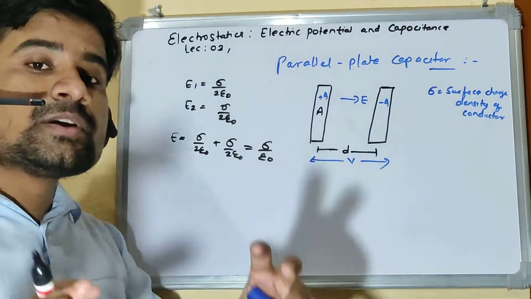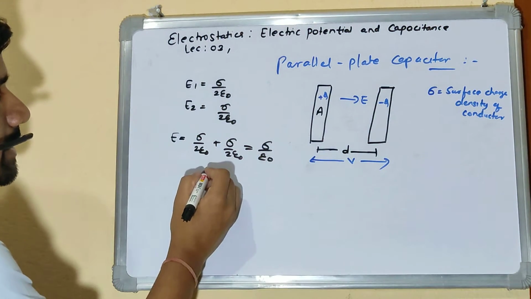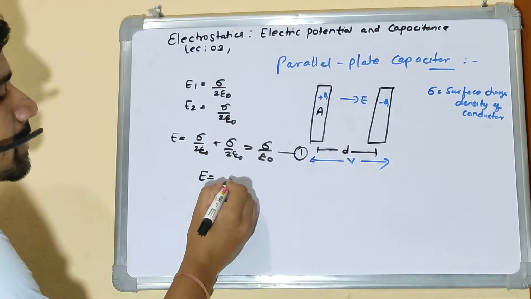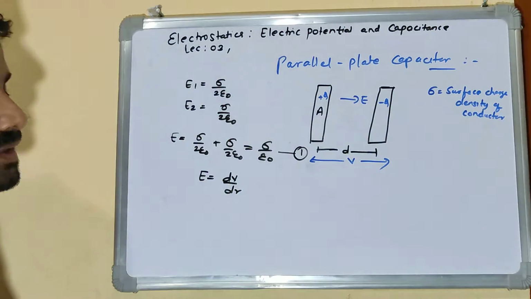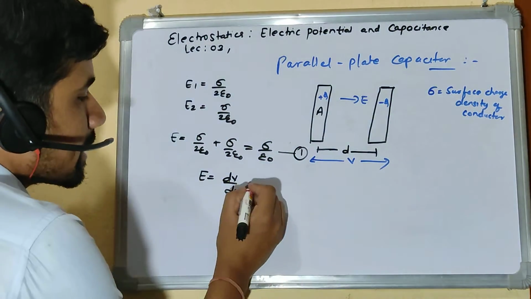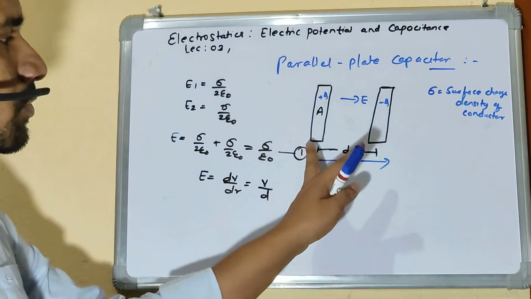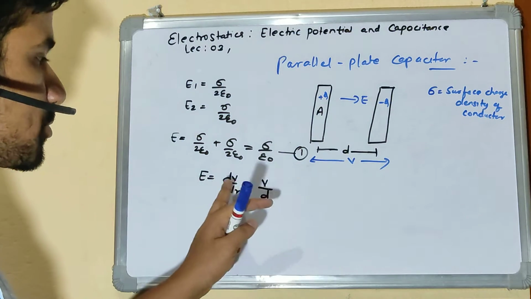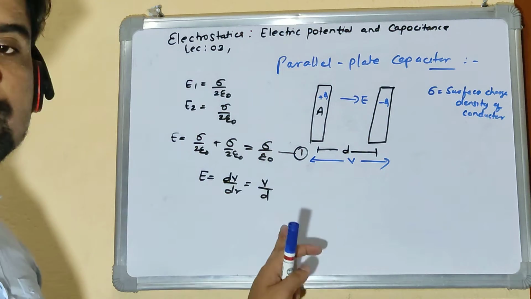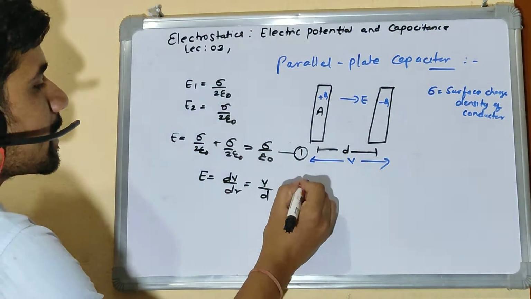Now I know the relation between field and potential as well, right? What is the relation between field and potential? We know, let's say this is equation 1. So we also know that field is nothing but dV by dr, small potential by position, right? Can I write it in this term as V by d? So between these two plates, change in potential is V and change in distance is d. So E is also equal to V by d, right? Clear? Okay. So this is my second equation, right?